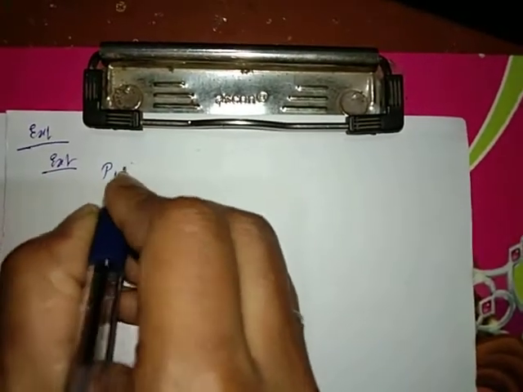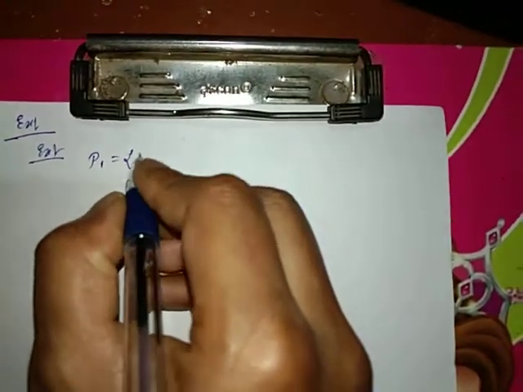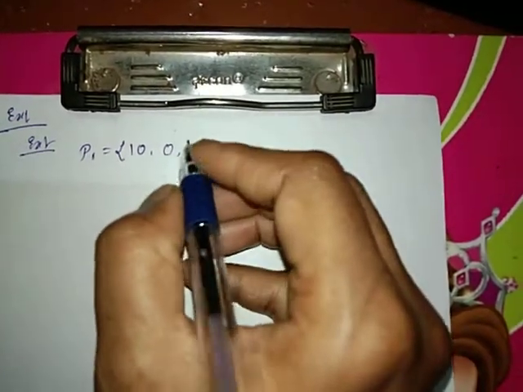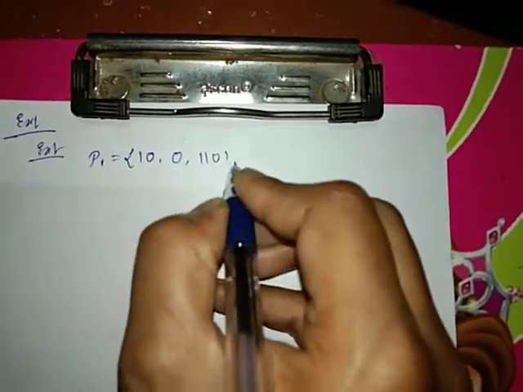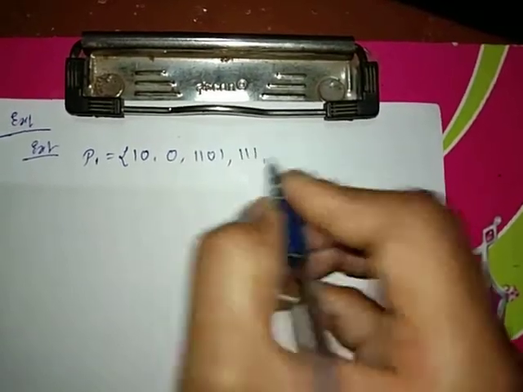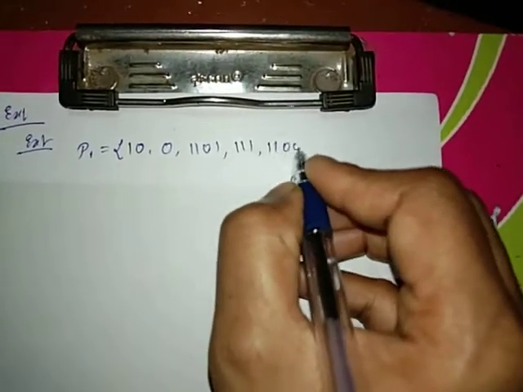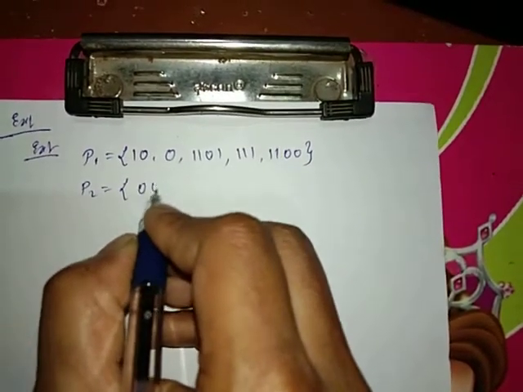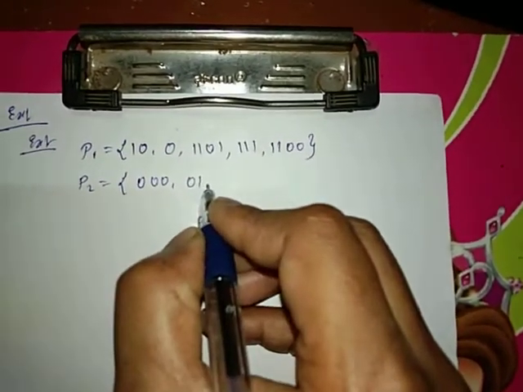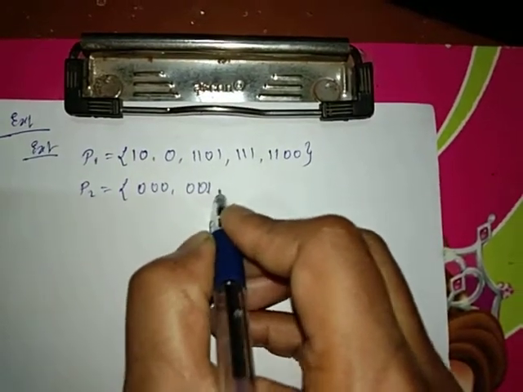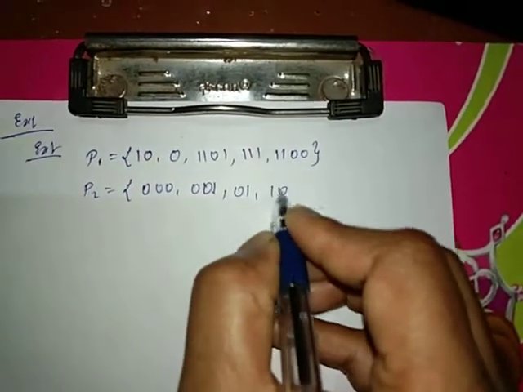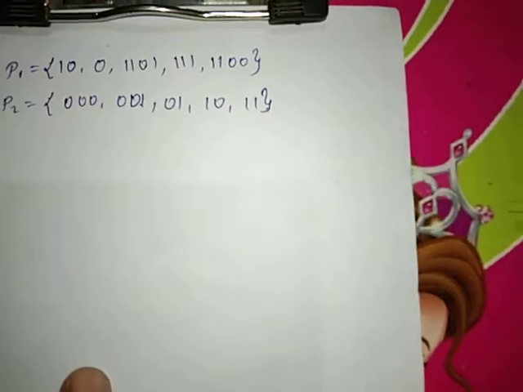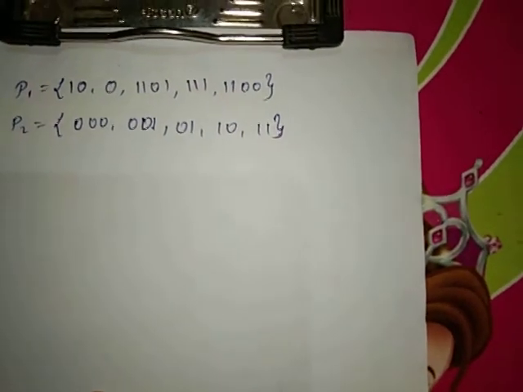Now we are taking an example for the prefix codes here. For example, P1 equal to 10, 0, 1101, 111, 1100. P2 equal to 0 0, 1 0, 1 1, 0 1 1. These are the examples of the prefix codes.